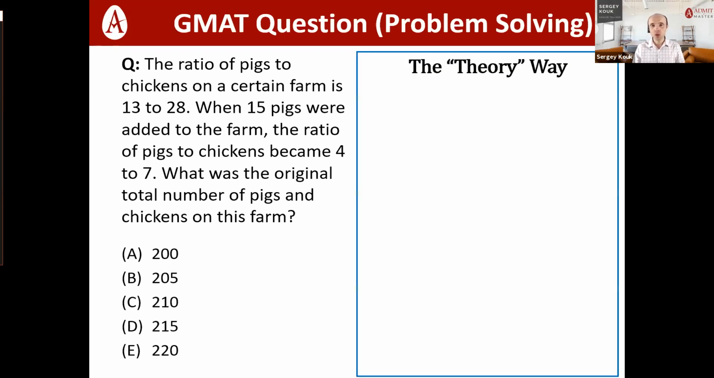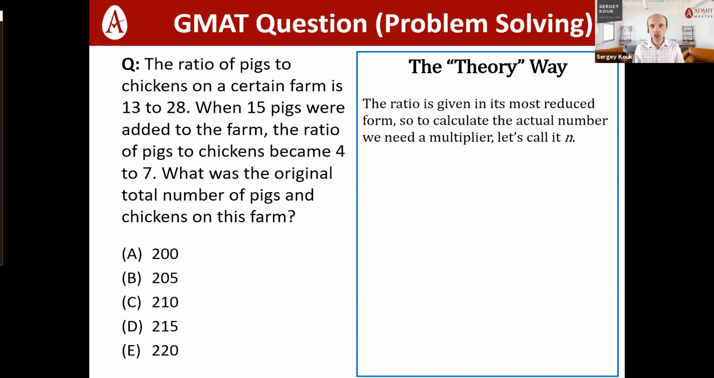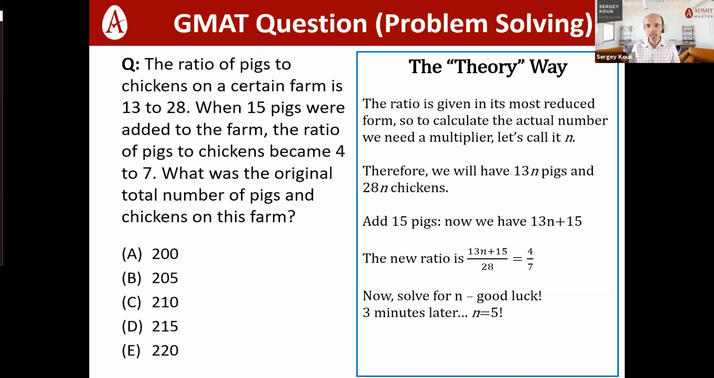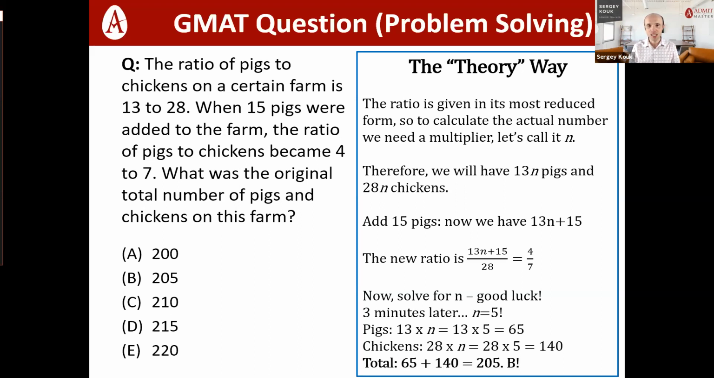So what a lot of people are going to do is say, okay, I know the ratio. The ratio is kind of just the ratio. I can have 13 and 28, or I can have 130 and 280. So I have some sort of a multiplier. Therefore, I have 13n pigs and 28n chickens. But once I add 15 pigs, now I have 13n plus 15 pigs, right? For all of my engineering friends, you know exactly what I'm doing right now. If you're not comfortable with math, you're like, wait a second, let me take some notes. So here's a new ratio. And then, of course, we need to solve it and find n. A few minutes later, calculate the number of pigs, the number of chickens, add them up, and boom, the answer is B.